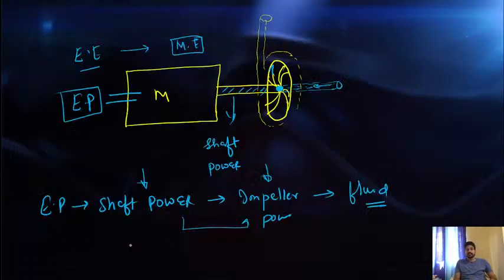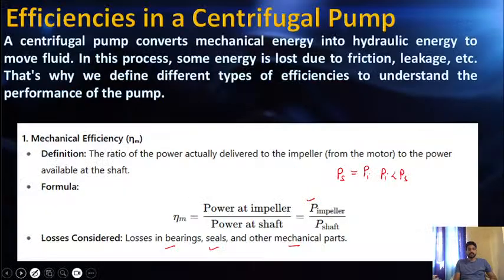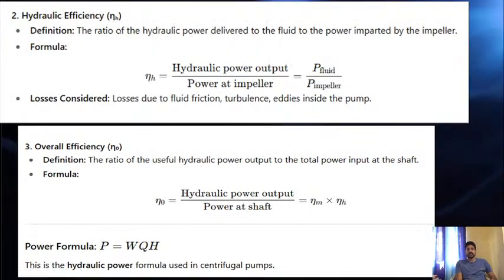Next is what? Whatever power the impeller has is transferred to the fluid. So that is called my hydraulic efficiency. Hydraulic efficiency means the power the impeller has and how much power this impeller transfers to the fluid. So hydraulic power output is equal to the power at the impeller.